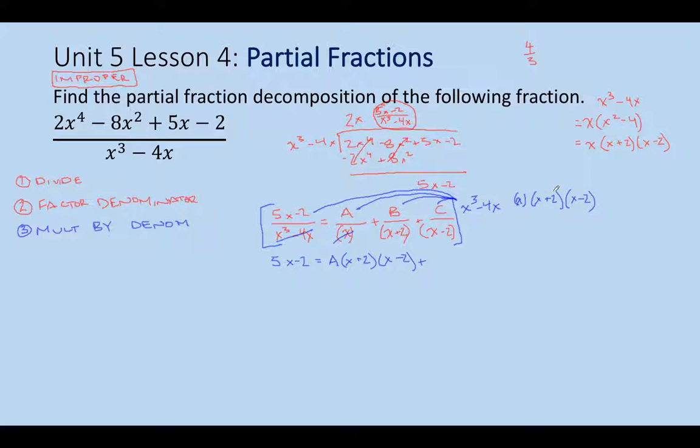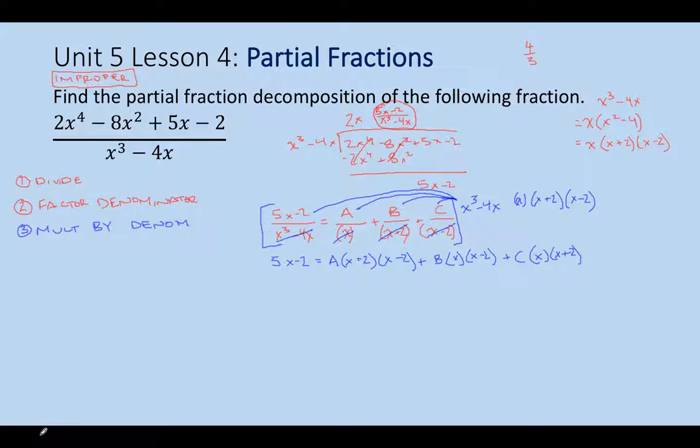And then I've got the b. You'll notice that the x plus 2 would cancel out this x plus 2. And so I would have b times the other stuff, which would be x and x minus 2. And with the third one, the x minus 2 would cancel out. And so I'd be left with c times x and x plus 2. Okay, well, this is a nice, big, long equation, but at least it doesn't have any fractions in it.